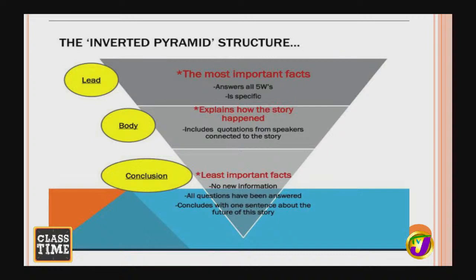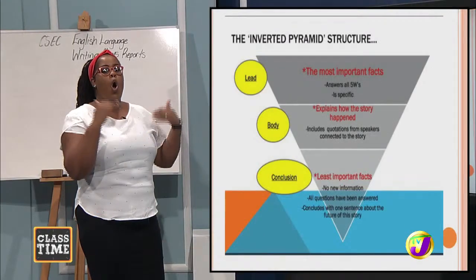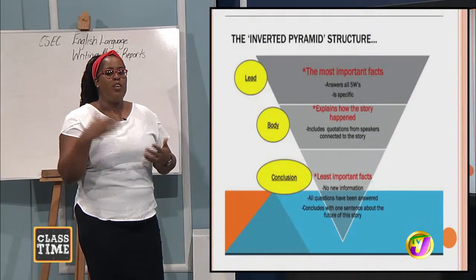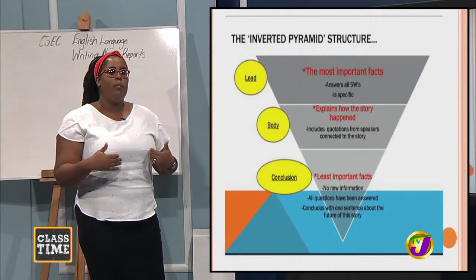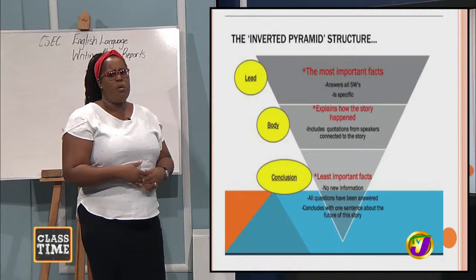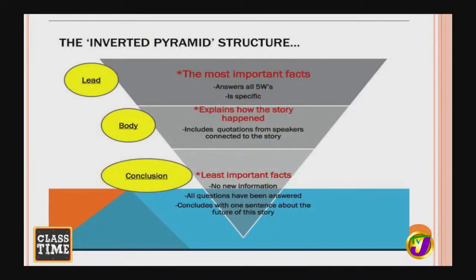So this is the inverted pyramid structure, or the upside down pyramid, right? That is telling us how the news report should be structured. Now we're going to be looking at what all of these terms mean. Lead, body, conclusion. I know some of you may not have heard this before, the lead. We are going to learn about this now.